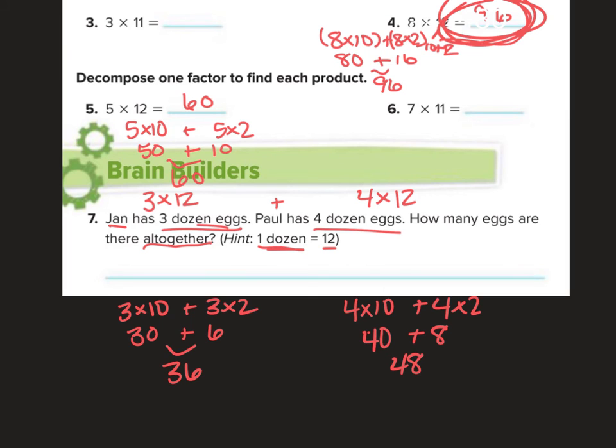And then it says, how many are there all together? So now I need to add 36 and 48. 6 plus 8 is 14. 4 plus 3 is 7, plus 1 more is 8. So altogether they have 84 eggs.